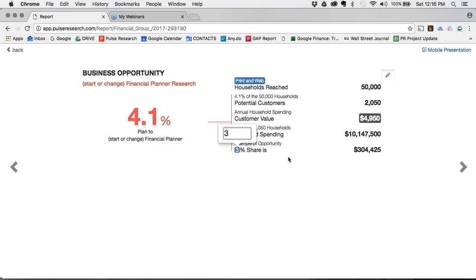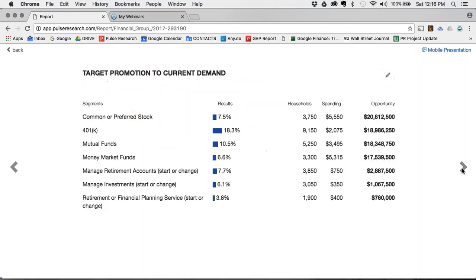Now, the most important part of the presentation is getting the advertiser's input and participation. You click, and it brings up the products and services. Now, here are the talking points to get them engaged. We did the research. This is the investment plans in 2017. Here are some of the products and investment services. Here's the number of households we reach.